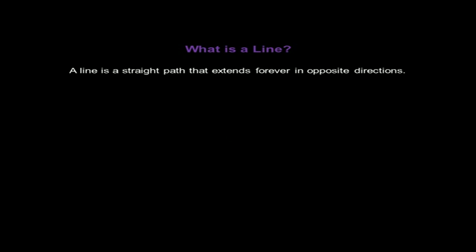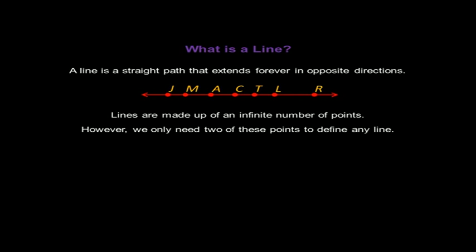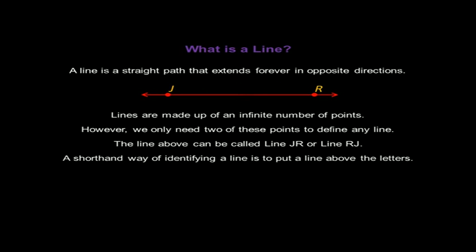What is a line? A line is a straight path that extends forever in opposite directions. Lines are made up of an infinite number of points. However, we only need two of these points to define any line. The line above can be called line JR or line RJ. A shorthand way of identifying a line is to put a line above the letters. We could call this line JR with the line symbol above it, or we can swap the letters and put RJ with the line symbol above it.